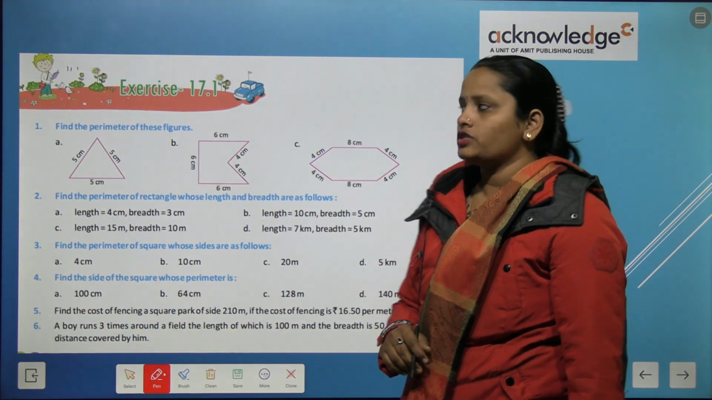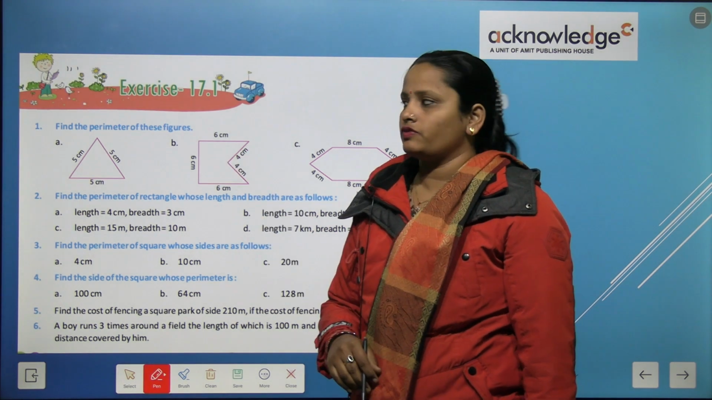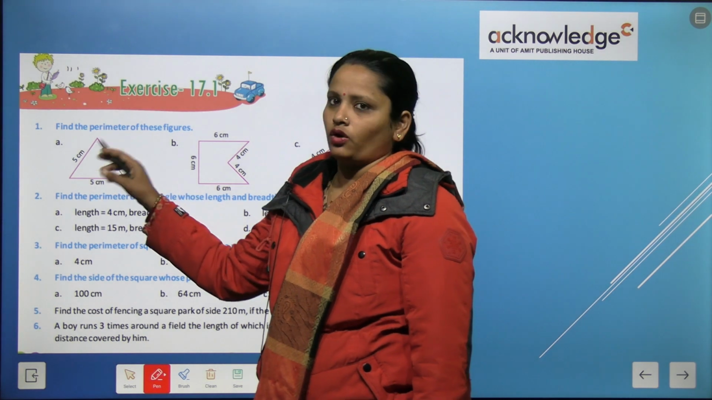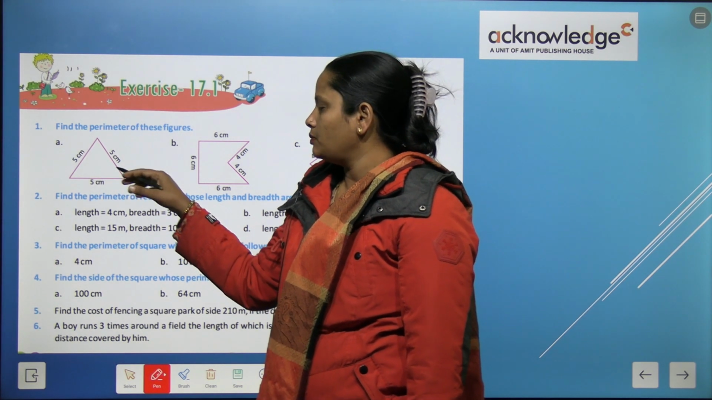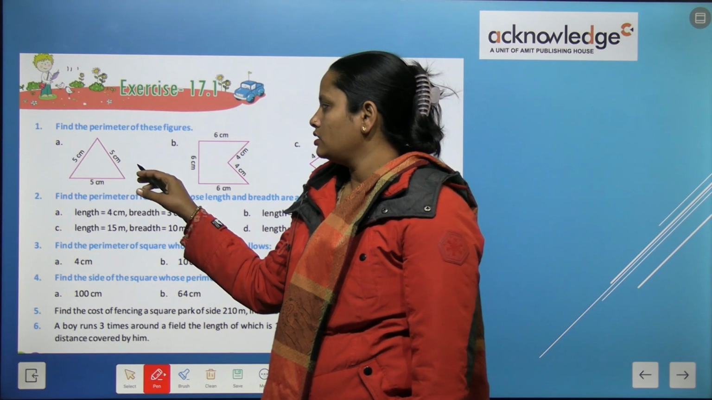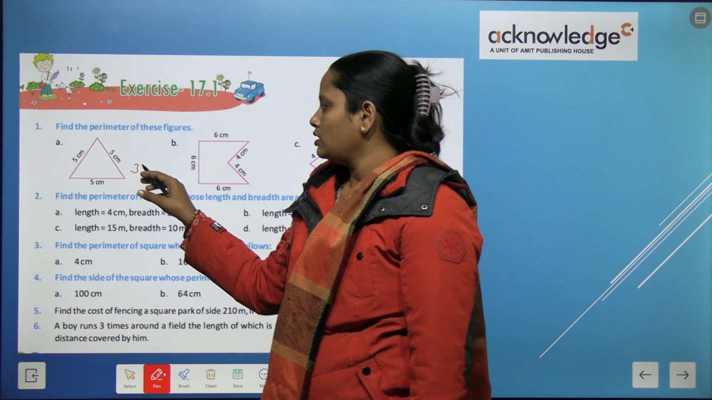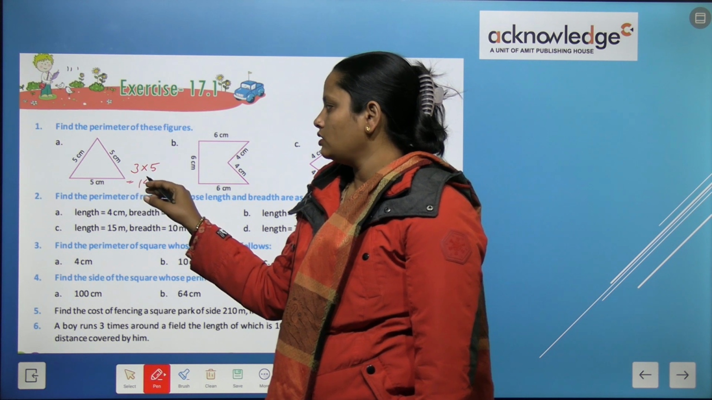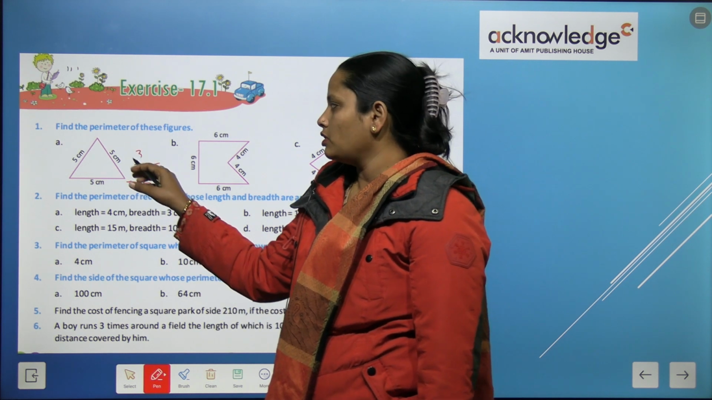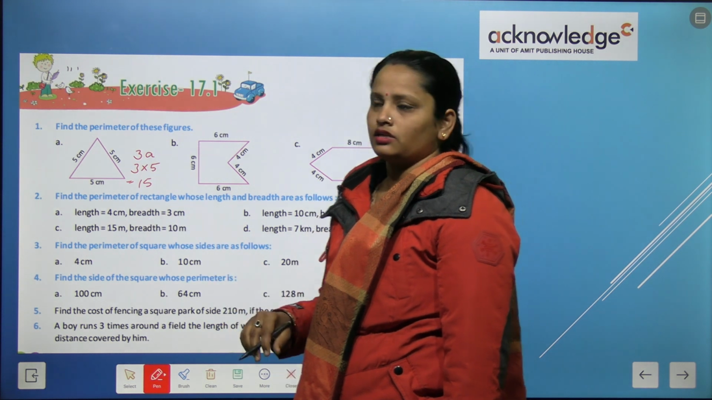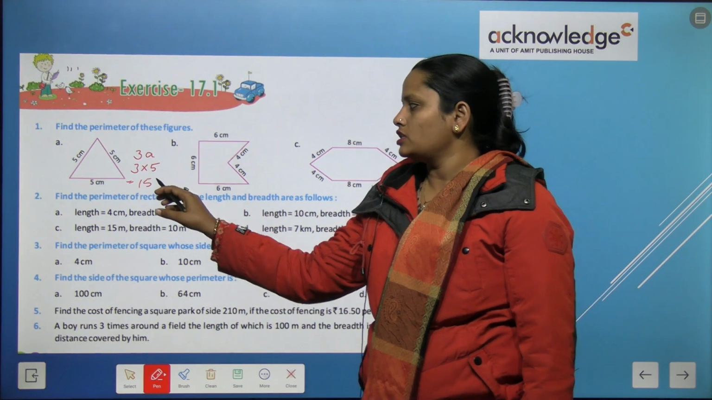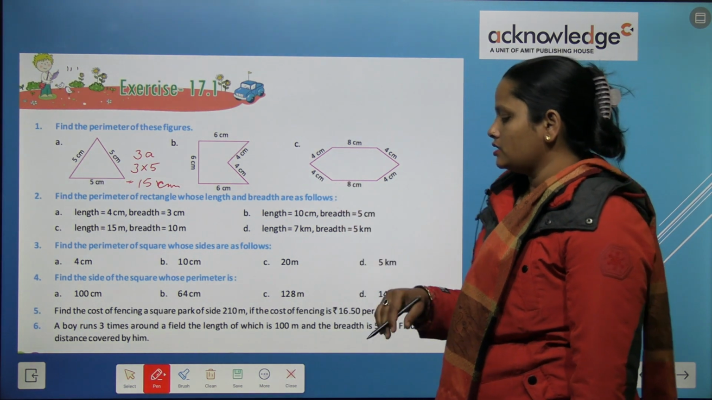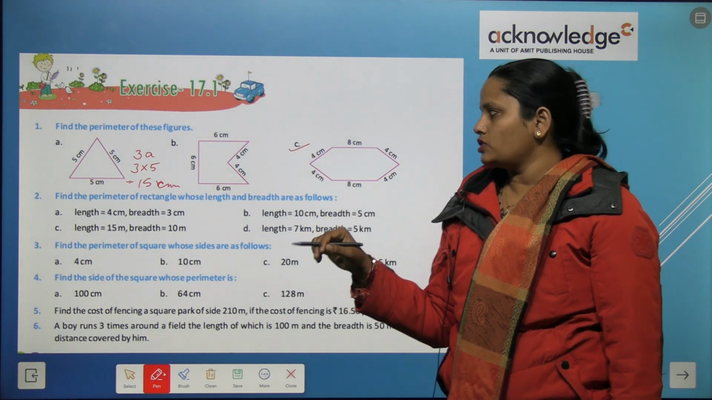So children, here the first question is to find the perimeter of these figures. Some figures are given. What we have to do is add all the three sides. So here the perimeter of this triangle is 3 into 5. The formula was 3a. So it's 15 centimeter.